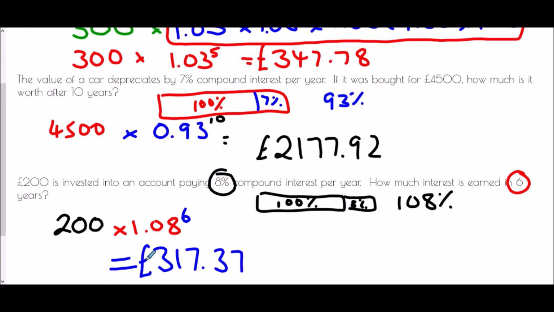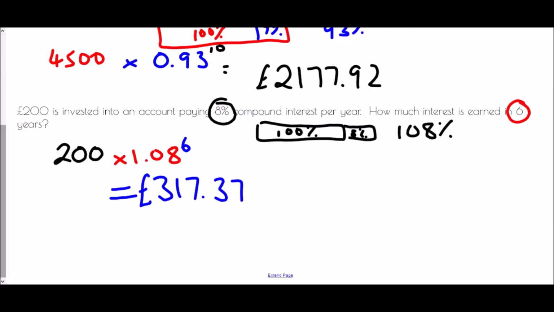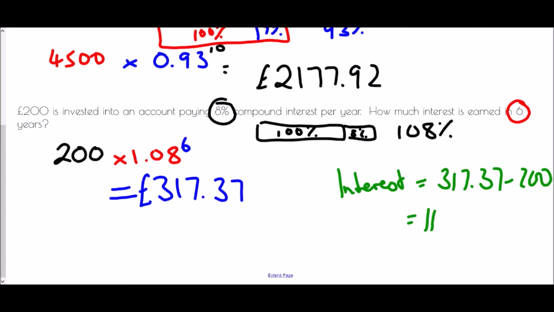Well, it asked how much interest is earned. Now, we have not earned £317.37 interest. This is the value of the investment at the end of those 6 years. Therefore, for this one, in order to work out the interest that is earned, so just the extra, I need to actually do 317.37, and I need to take away the original investment. And so what we've actually earned is £117.37.